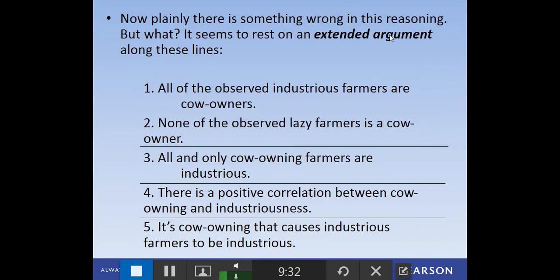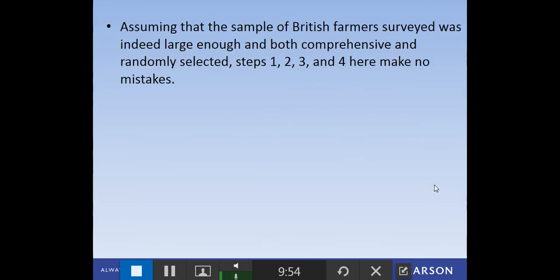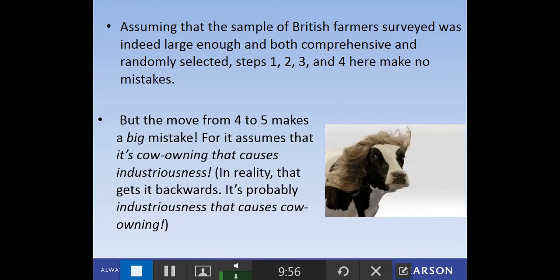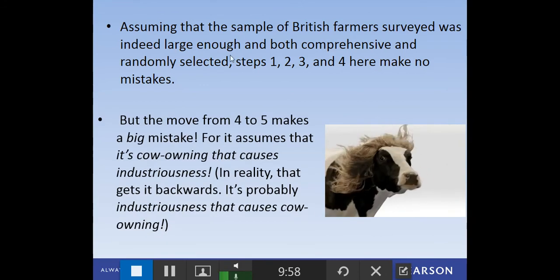Now, plainly, there's something wrong with this reasoning, and it seems to rest on this extended argument right here. All those observed industrious farmers are cow owners. None of the observed lazy farmers are cow owners. Therefore, all and only cow owning farmers are industrious. There's a positive correlation between cow owning and being industrious. Therefore, cow owning causes farmers to be industrious. And we know that's just ridiculous as we check this out here.